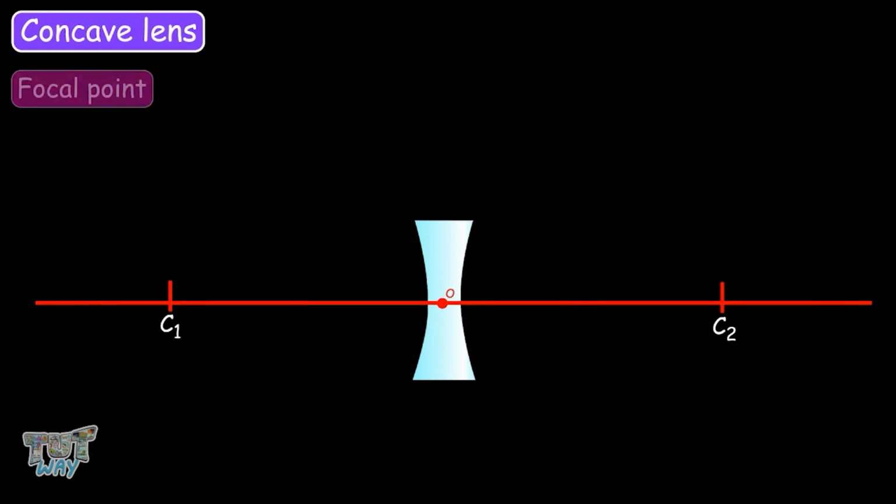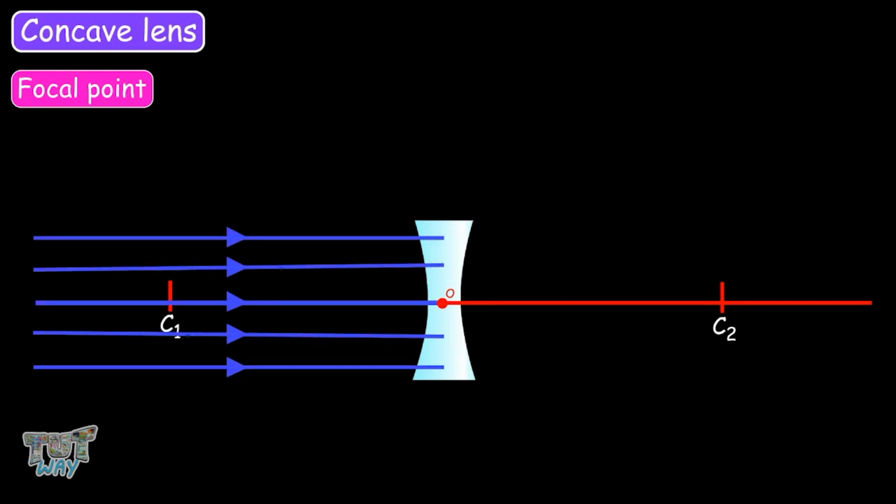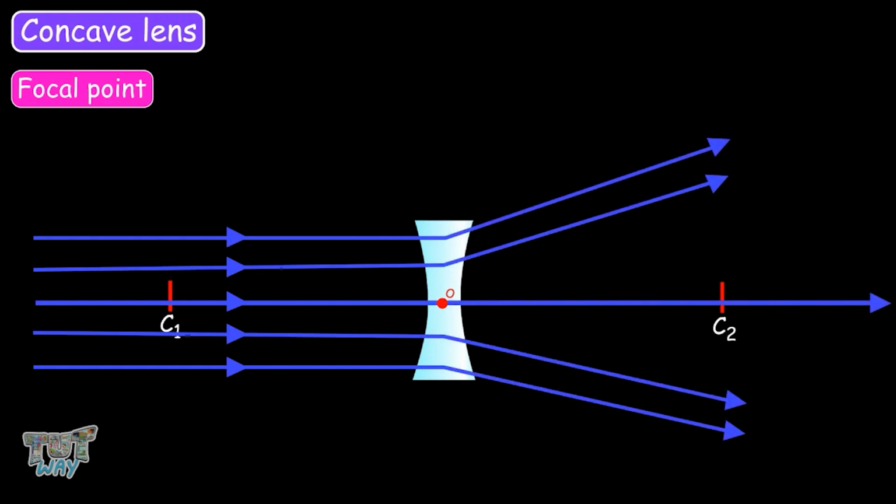The next term is the focal point. Several rays of light parallel to the principal axis fall on the concave lens. These rays, after refraction from the lens, diverge, which means that the light rays move away from each other. The diverging rays of light, when produced backwards, meet at some point on the principal axis. This point on the principal axis is called the focal point, or the principal focus of the lens. It is also sometimes called the focus.